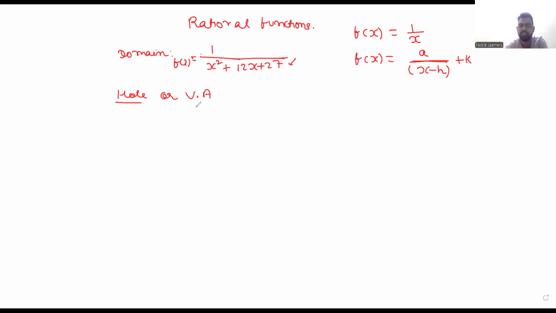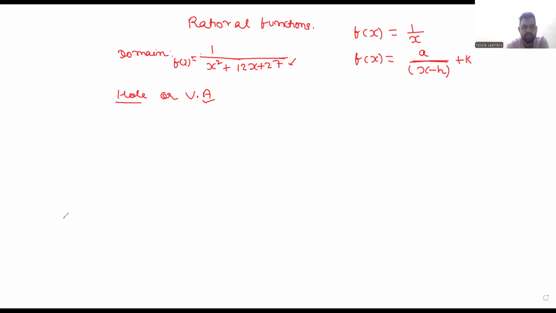If you are unable to cancel anything, put the factor equal to 0, and that will become a vertical asymptote. I hope you get the point, right? Yeah. And the vertical asymptote and the hole, both of them are not part of the domain. So you have to exclude them from the domain. This was the first thing.